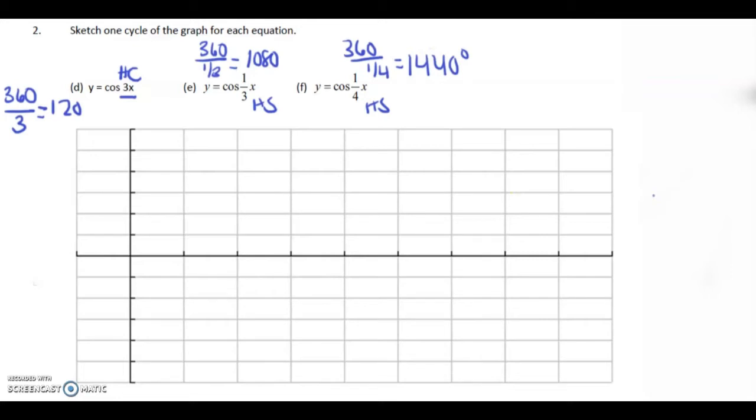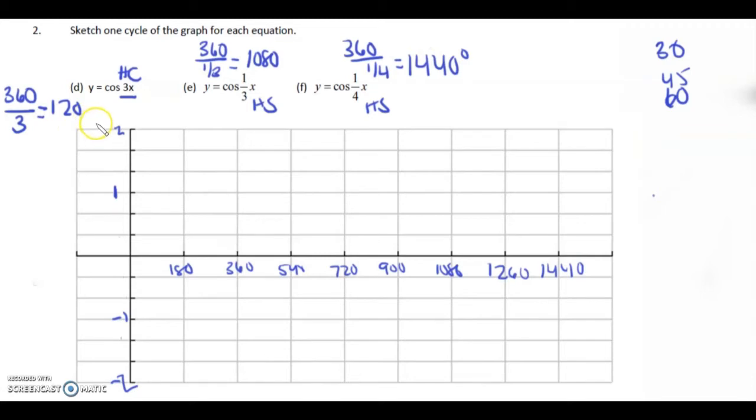I always use numbers that are multiples of like 30, 45, or 60. Okay, so instead of doing 160, I'm going to do 180. So this is going to be 180, 360, 540, 720, 900, 1080, so that works, 1260, 1440. Okay, and then 1, 2, 3, we'll just go up 3 for 1 unit.